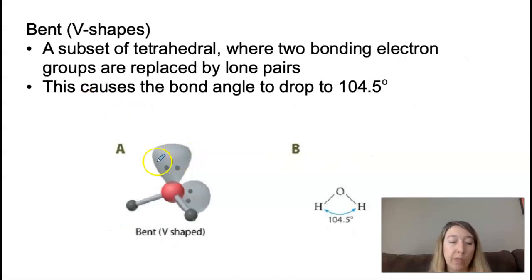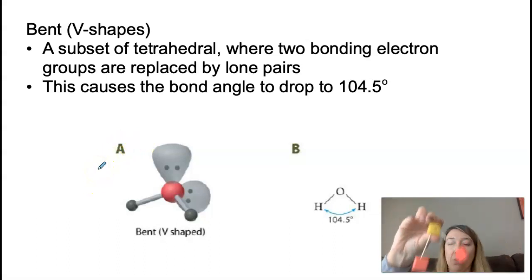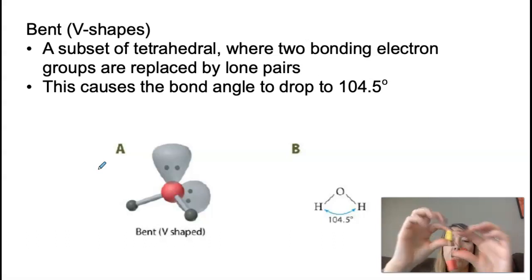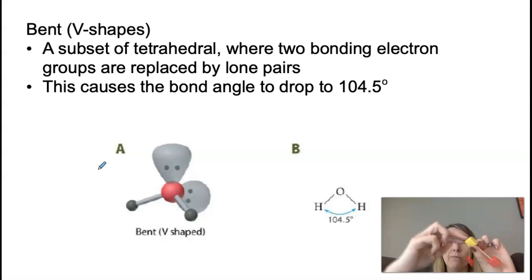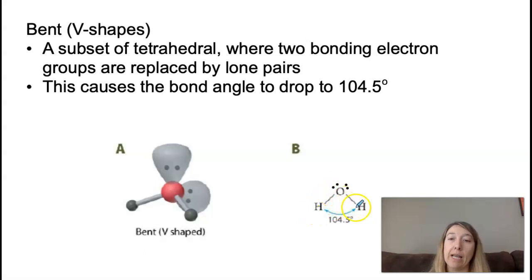All right, last shape is actually a shape you've already done. The only difference with this bent is it's a subset of tetrahedral instead of a subset of trigonal planar. So we're going to take one of these away. We're going to go back to this bent shape. The difference now is we have two lone pairs instead of just one, okay? So angle-wise, it does result in a smaller angle than the other bent shape, but that really doesn't matter. You're still going to draw it as a bent shape, okay?